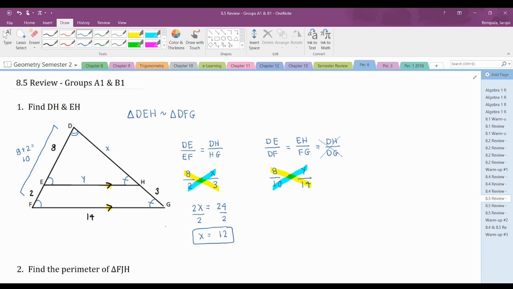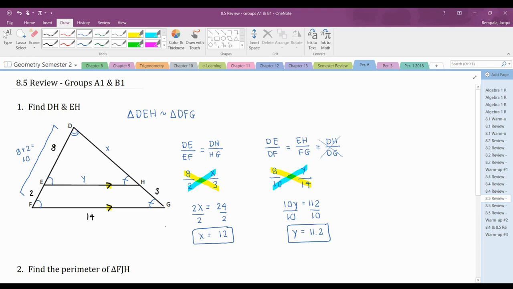So I'm going to multiply the 10 and the y together to get 10y. And then I'm going to multiply the 8 and the 14 together to get 112. I'm going to divide both sides by 10. That will get me y, which once again is that side that I want of EH. And so 112 divided by 10 is going to get me 11.2. And that would be my other answer.